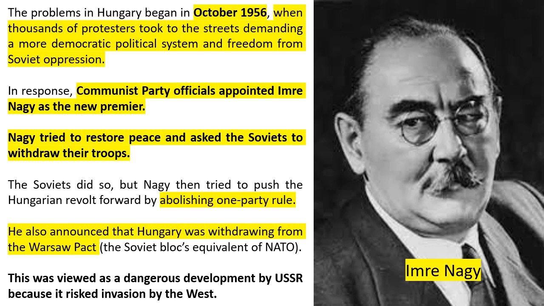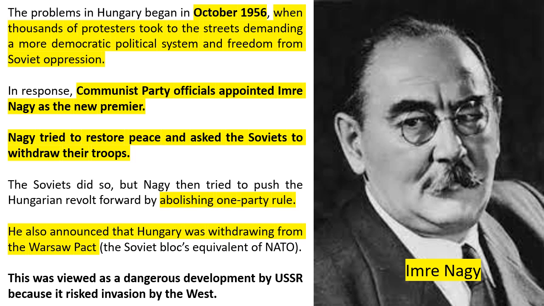But then he introduced a series of measures that alarmed Khrushchev considerably. First of all, he abolished one-party rule, in essence saying you don't just have to have a communist party, you can have other parties. It's also known as pluralism, which we have. So it sounds like a very democratic system, which sounds great to us, but not to Khrushchev.